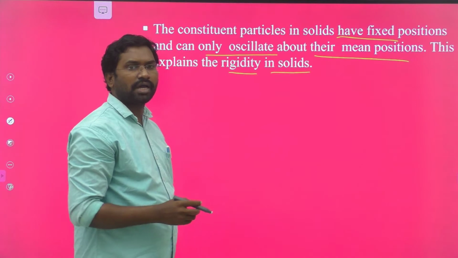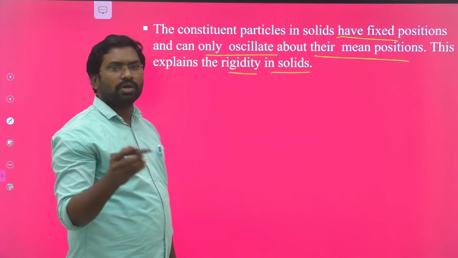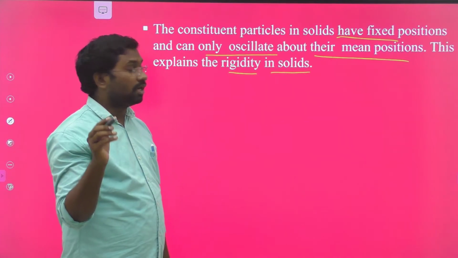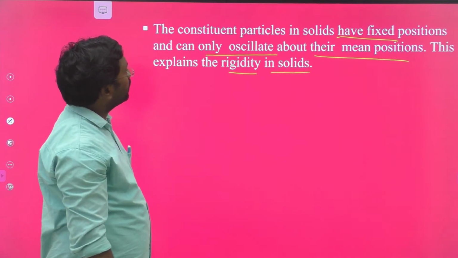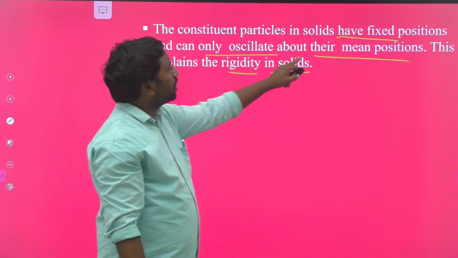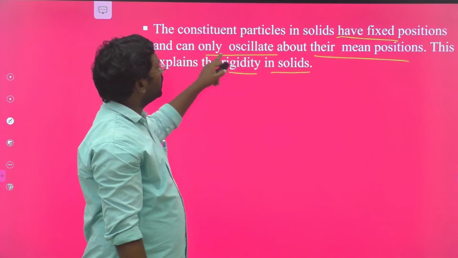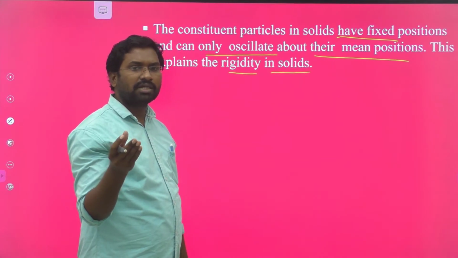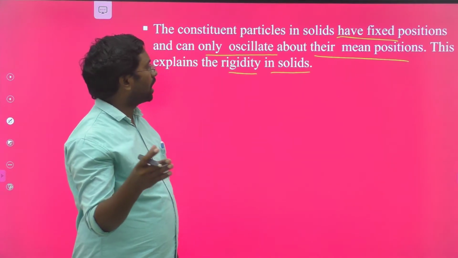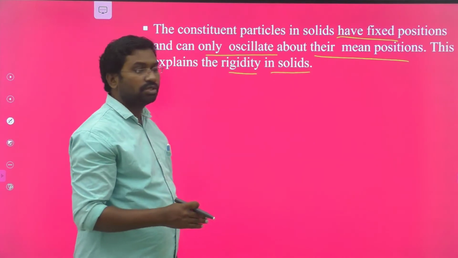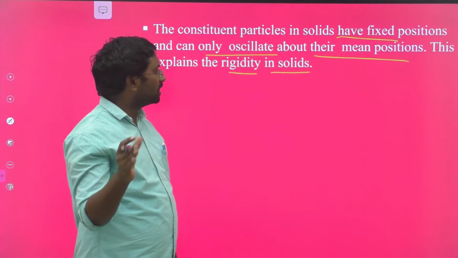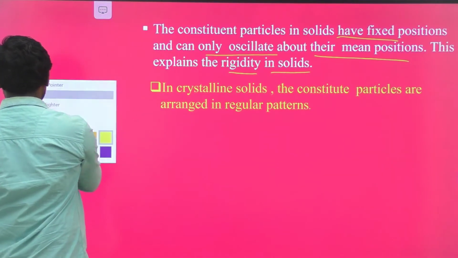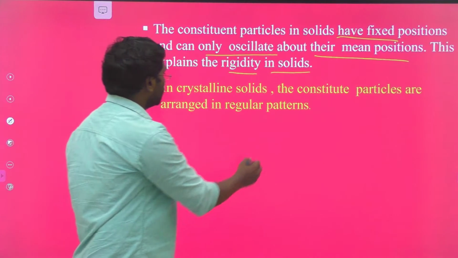Generally, solids have a rigid character. Compared with liquids and gases, solids are rigid. The rigid character of solids can be attributed to the particles having fixed positions and only oscillating about their mean positions. So in a solid, the particles are fixed in their original positions and can only oscillate about their mean position. This is the reason for the rigid character of solids. In crystalline solids, the constituent particles are arranged in a regular pattern.